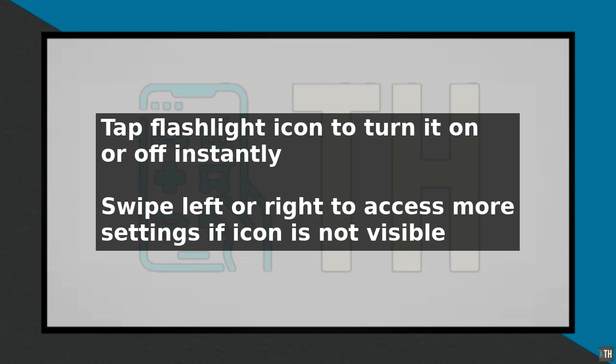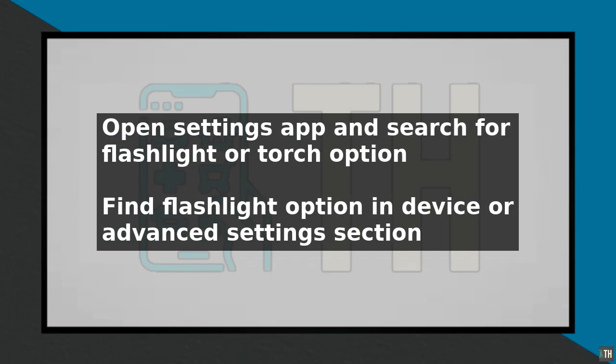Alternatively, you can also use the device's Settings app to turn the flashlight on or off. To do this, open the Settings app and search for the flashlight or torch option. This option is usually found in the Device or Advanced Settings section.